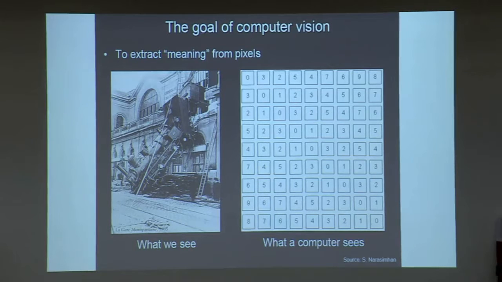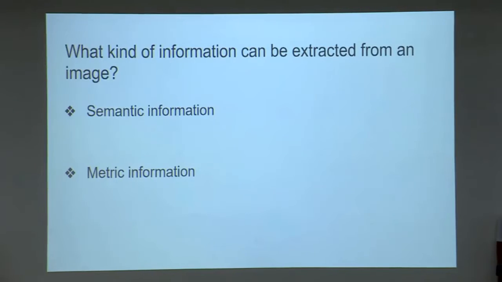So the goal of computer vision is that we should interpret this array of numbers, or matrix, as we do in real life, which is to interpret it as a train crashing through a station. That's the goal of computer vision. We want to extract meaning from pixels or collections of pixels. And there are two kinds of tasks handled in computer vision. One is called semantic information, another is metric.